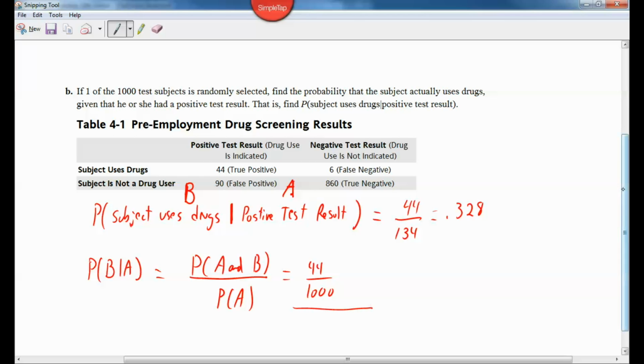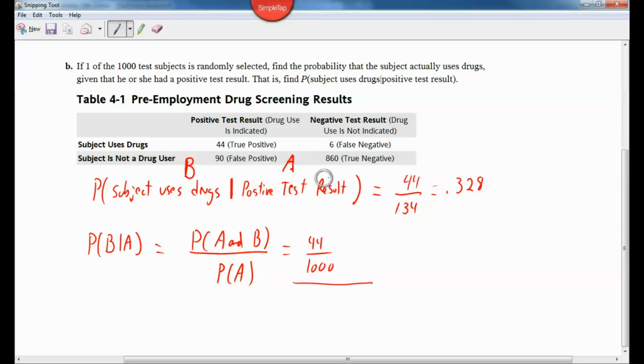Divided by, what is the probability that a randomly selected person has a positive test result? So how many people have positive test result? 40 plus 90, or 134. Take that and divide by 1,000. Now to work this out, you have to flip and multiply. Cancel out. You get 44 over 134, which again is 0.328.